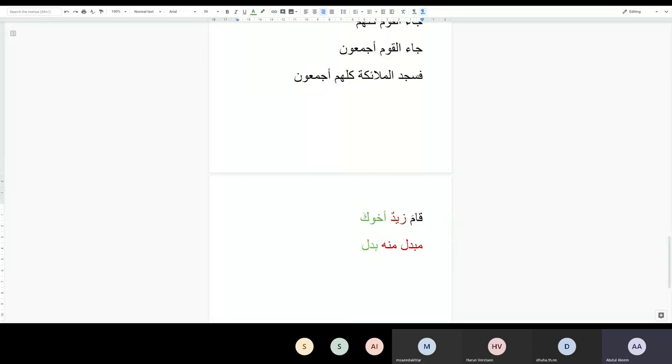So what is happening in the sentence is that the first meaning is replaced by the second meaning. The first part of the sentence is replaced by the second part. If you say qama zaidun, you understand that Zaid stood up. Qama zaidun akhuka: this word akhu comes and replaces Zaid. It is not any Zaid who stood up, it is Zaid's brother who stood up. So in a way, akhuka is replacing Zaid. This is the badal in a simple way: the second part of the sentence, the badal, replaces the مبدل منه. When we look at more examples, inshallah, this concept will become clearer and clearer.